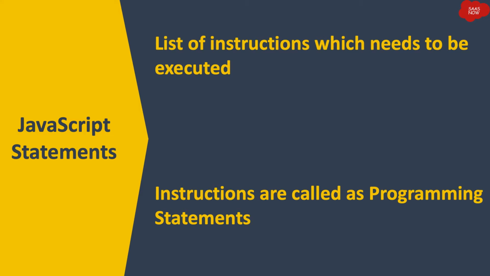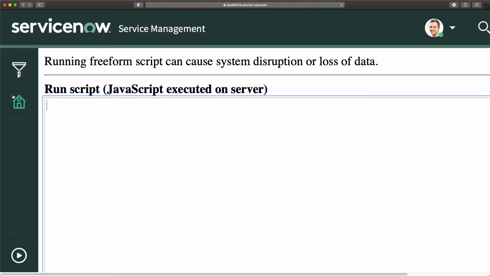Let me show you in my personal developer instance of ServiceNow. I will be using background script for this. So let me write a code. So I will start with var a equal to 100, var b equal to 400, var c equal to a plus b, and then I can do gs.print. Here I can print the value for c.